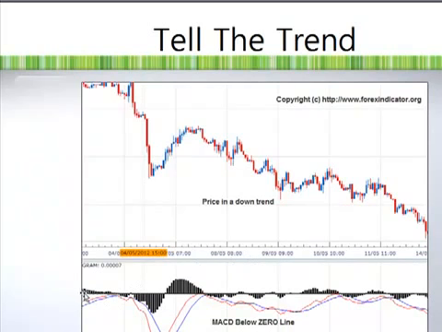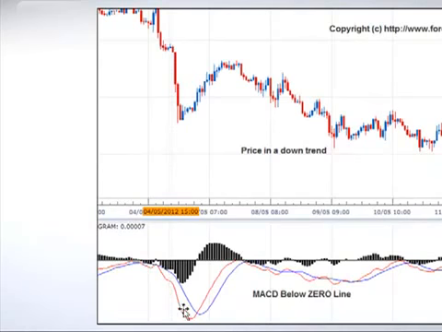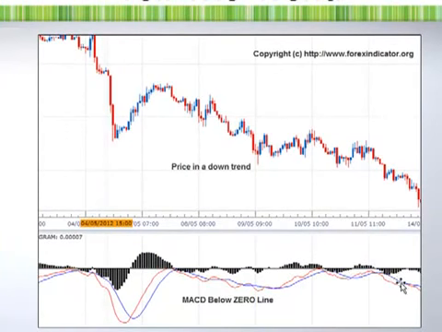You can see that this horizontal line that I'm showing you here is the zero line. Some people call it the water line. You can see the MACD line is always below the zero line. Can you see that? It's always below the zero line. And the longer it stays below the zero line, the stronger the trend is.